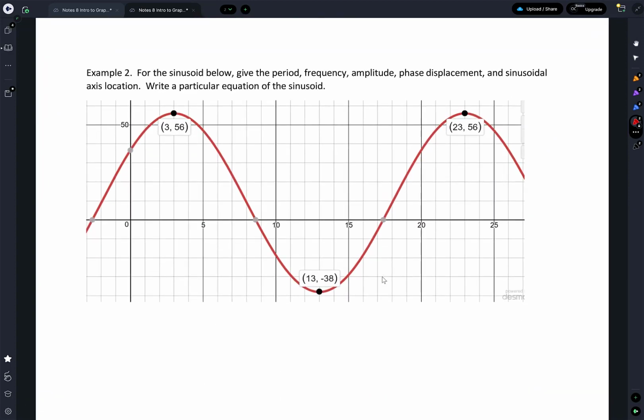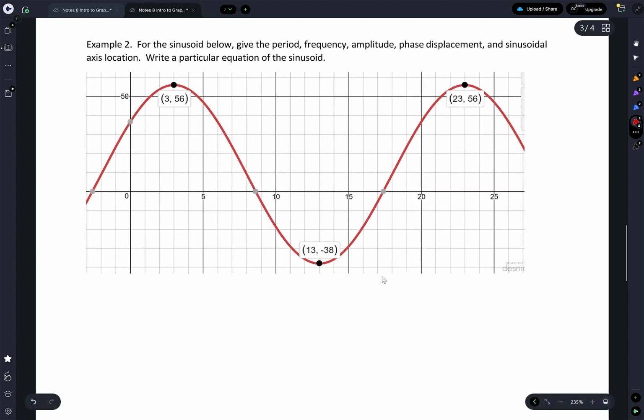Don't worry, we're almost done, guys. We just have 2 questions left, and not drawing, just getting an equation, is easy for you guys. It says, for the sinusoid below, give the period, frequency, amplitude, phase displacement, and sinusoidal axis location. Write a particular equation for the sinusoid.